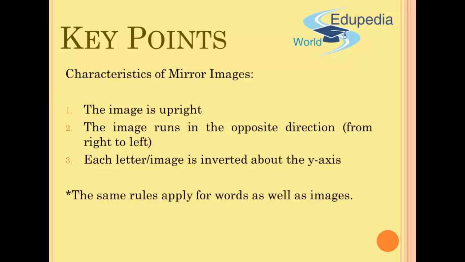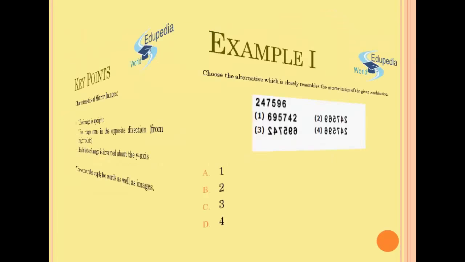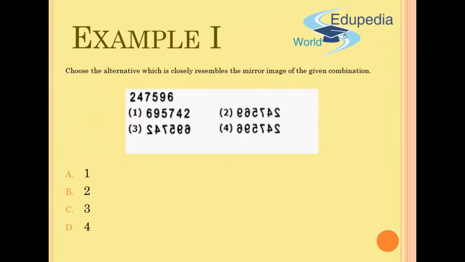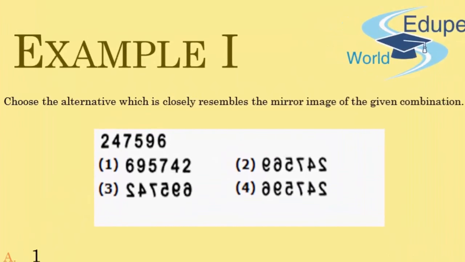So let's start. Let's see how these appear. Okay, so example 1. Now in this example, I have numbers. So I have a number 247596, and I want to know which of these four options represent the correct mirror image.